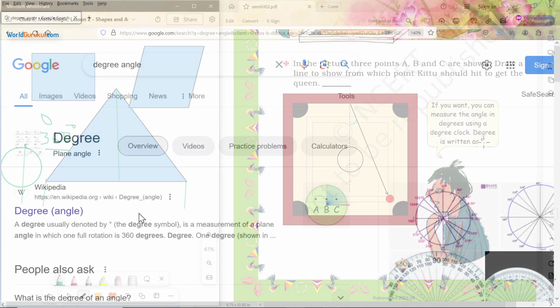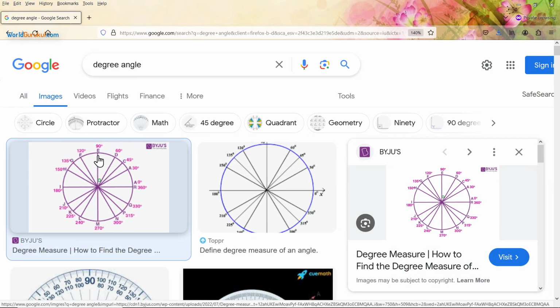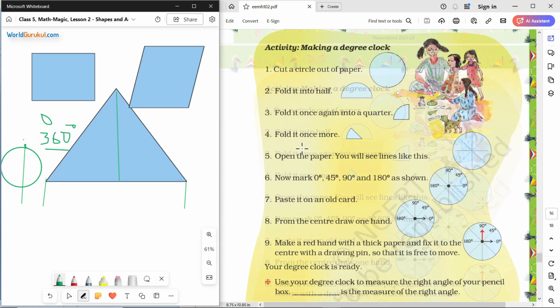Degree. Degree is denoted by a small circle. This is a degree symbol that is appended to the number. You can use the degree symbol, or you can write degrees as well. This small circle notation is used for denoting degree. Can you make a clock and mark it with degrees? You can call it a degree clock.